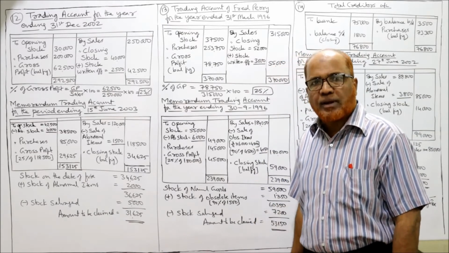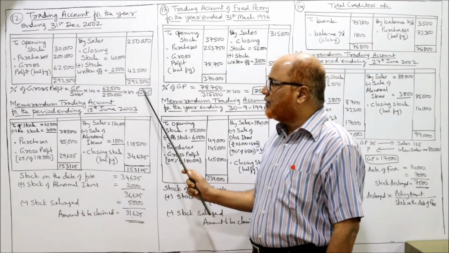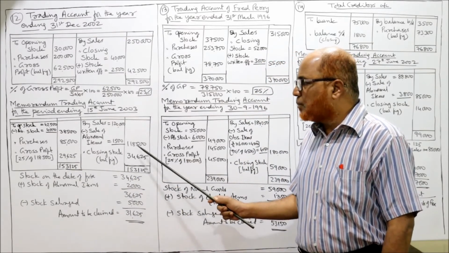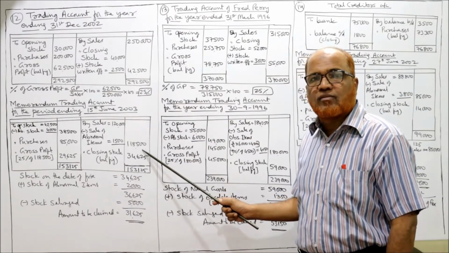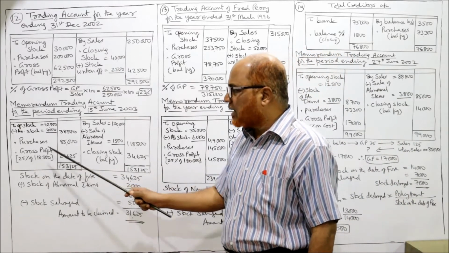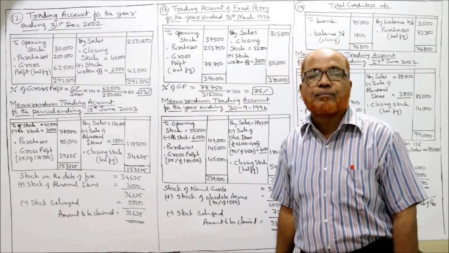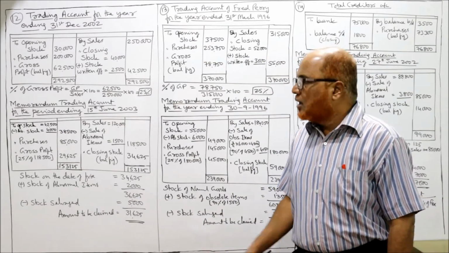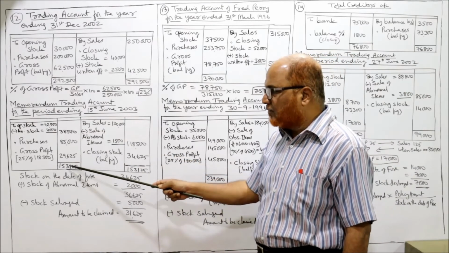Sale of normal items. Now gross profit is 25% on the sale of normal items. 1,18,500 is the sale of normal items. Calculate 25% of this, 29,625 is the gross profit on the sale of normal items. Now take the total on the debit side, 1,53,125.